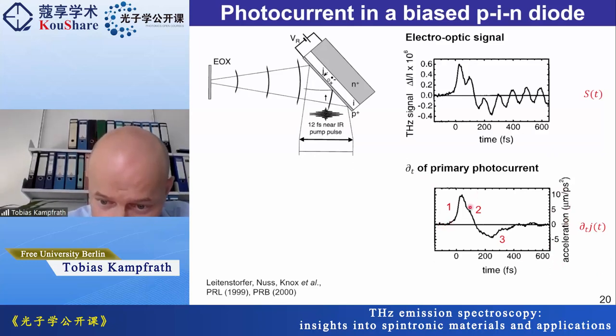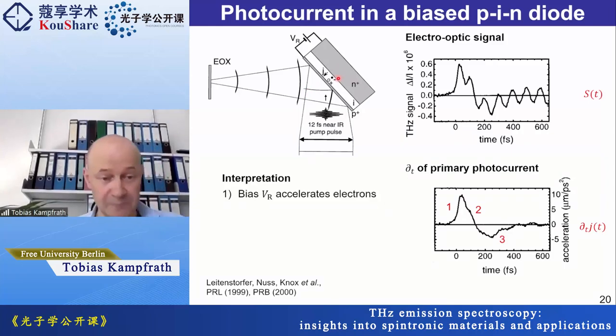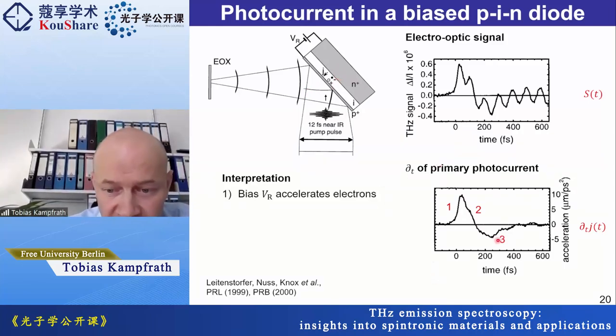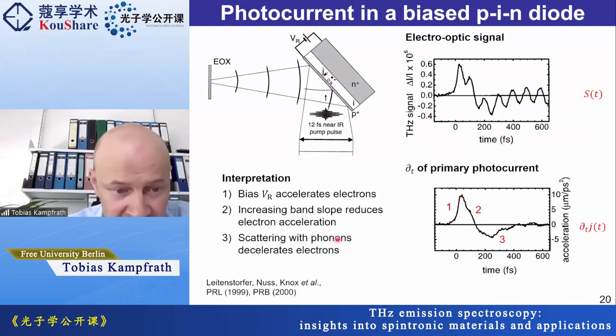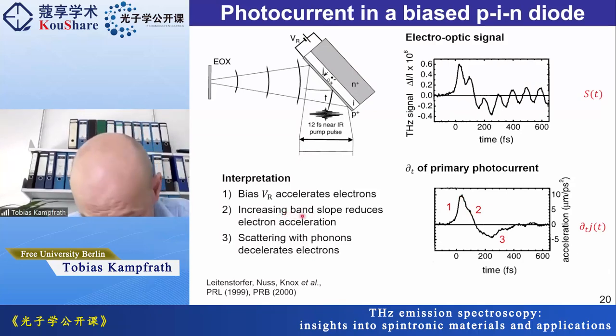So what you see here is basically the acceleration of the electrons flowing in the direction out of the plane of this semiconductor heterostructure. So what is the interpretation now of this curve here? Well, you see at negative delay, there's no photocurrent, but then the light pulse arrives, and the acceleration of the electrons increases immediately. So this just means that this bias voltage accelerates the electrons. Then the acceleration becomes less because the electrons enter band structure regions with less slope, and that's why you get less acceleration.